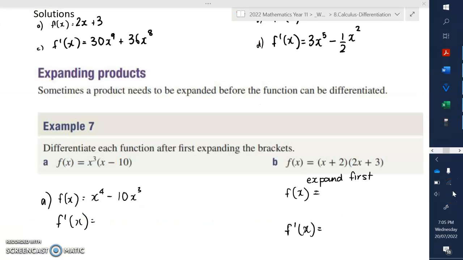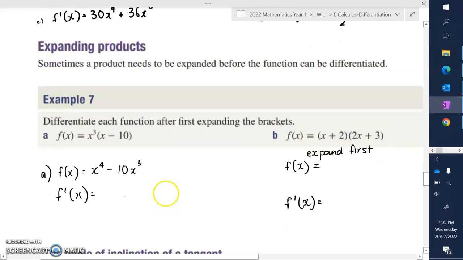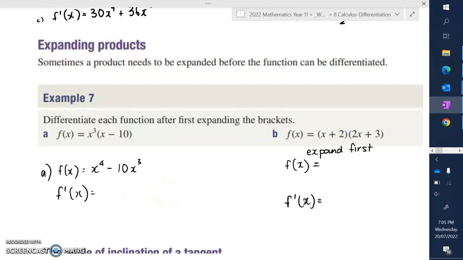Okay, let's see if we can fit the next one into this video. Expanding products. Sometimes a product needs to be expanded before the function can be differentiated. Example here is 7, and we're going to differentiate each function. So we want to find f dash of x. The rules will be exactly the same, but what we need to do is we need to expand this out beforehand, and we need to expand this one as well using your FOIL method. Once we've done that, we can differentiate it.